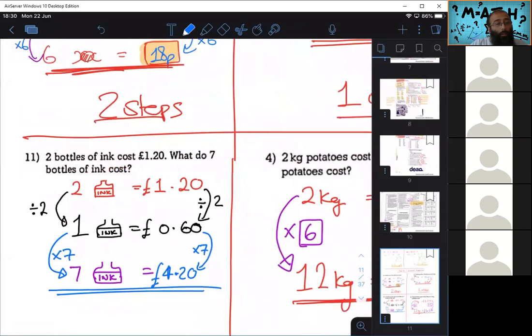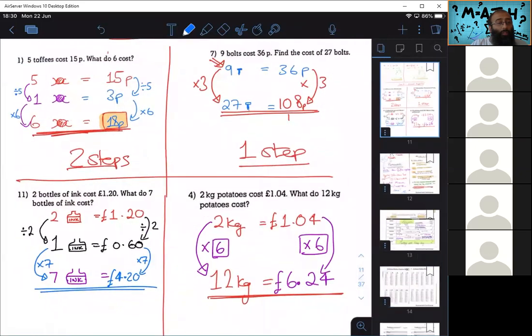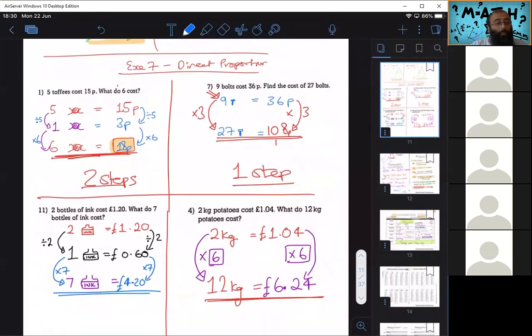Jazakallah khairan. Okay, now that's the 4 questions that we've just done in the beginning of this video. Exercise 7, direct proportion. The questions on the left-hand side have 2 steps. The questions on the right-hand side have 1 step. And that's how I want you to write the questions out. Set the questions out the way I've written them from the original text, and then show me what calculation you've done. Is it a 1 step or a 2-stepper?